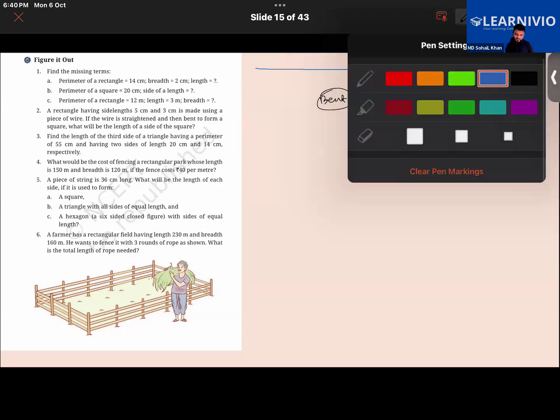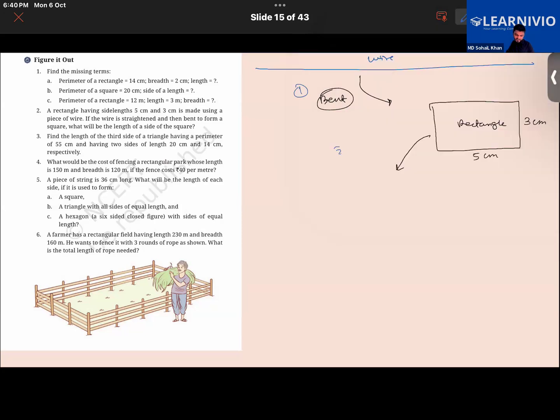Earlier we had bent it to make a rectangle. Next, what we are doing here? Next, we are straightening it out, to make a square. So the question here is asking, what will be the length of the side of the square? Both of you have understood the question now. What is the question saying?